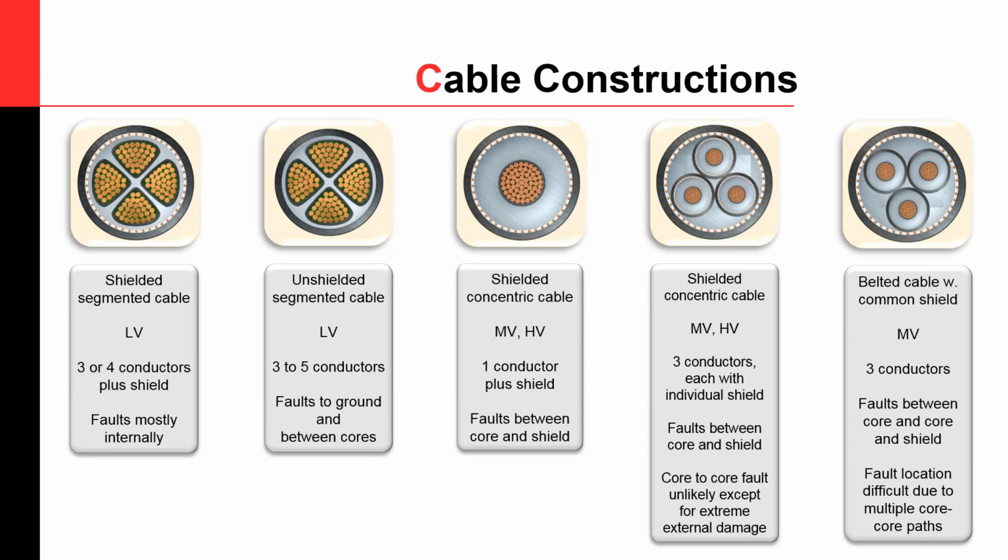For those cables, the core-to-core fault, like the phase-to-phase fault, is unlikely because each conductor has its own shield. So the electric field is symmetrical. It's also called a radial field cable.